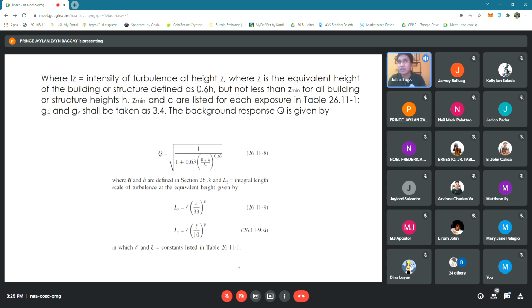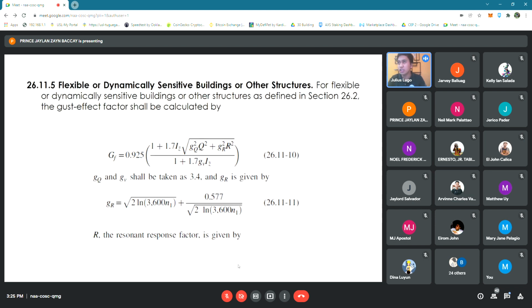Okay. How about if you have a flexible structure? Okay. Next slide. So kanina rigid yung inyong structure. So you're going to determine the gust effect. Okay. So what if we have a flexible structure?